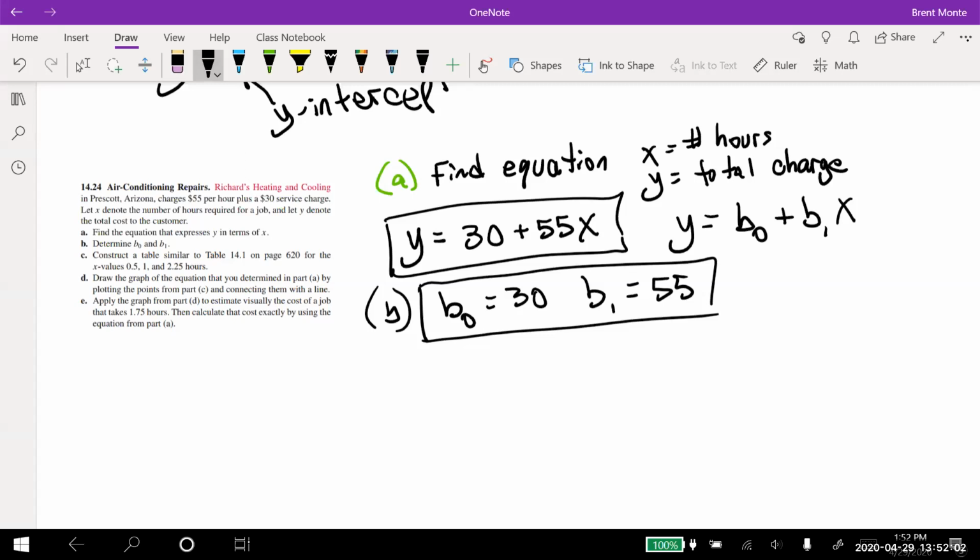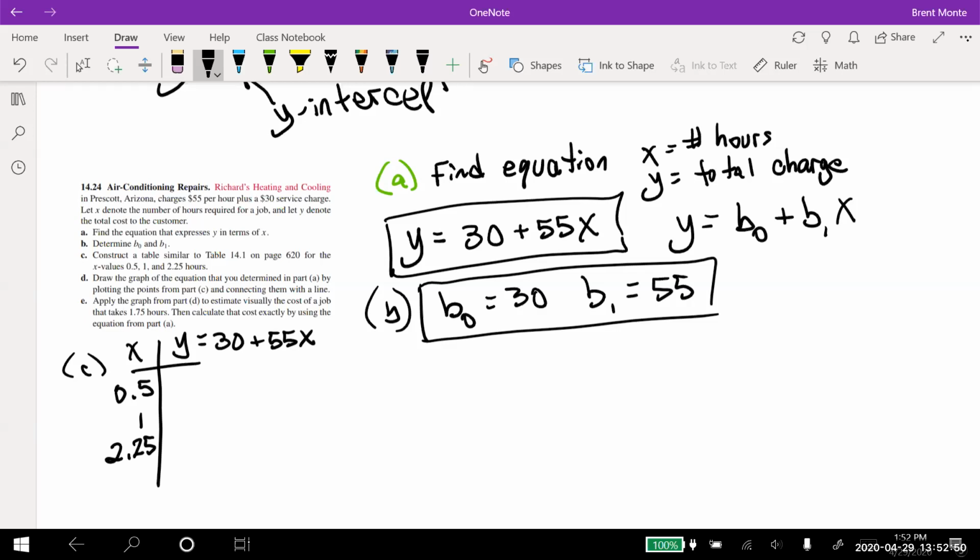Okay. So I found B sub 0 and B sub 1, and it says construct a table for the X values and they give us some X values. So this is what I did on that previous problem. So they're going to do X, which is the number of hours, and Y, which is the charge. But remember, we have a formula for that. It's 30 plus 55X. And that's why we say Y is dependent, because its value is going to depend on what X is. Okay, and they say specifically use the values of X 0.5, 1, and 2.25.